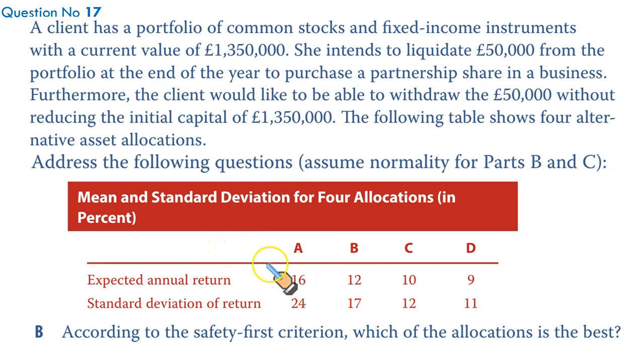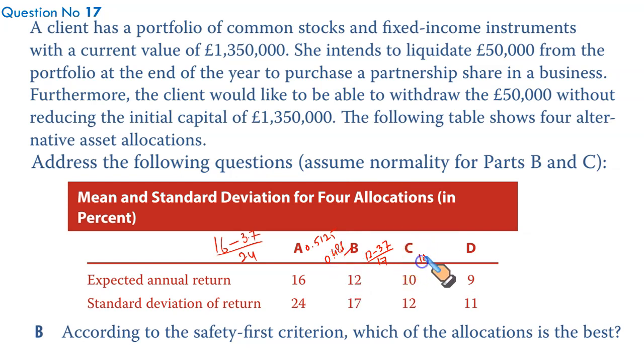It's from our reading. 16, that is the expected return, minus the threshold 3.7, upon the standard deviation 24. If you simplify, the result would be 0.5125. You do the same with B. 12 minus 3.7 divided by 17. Once simplified, it will give you 0.488.